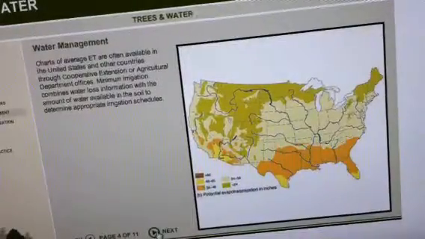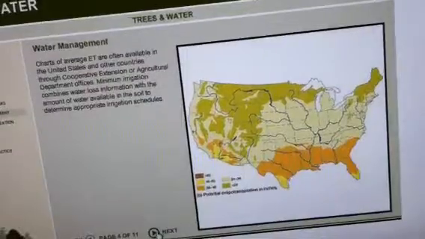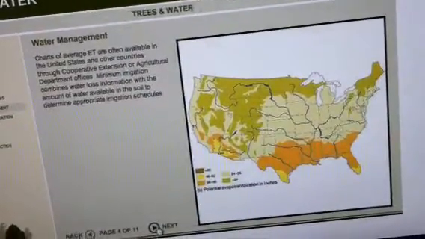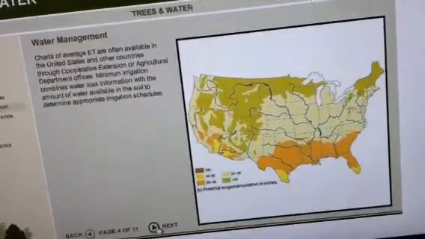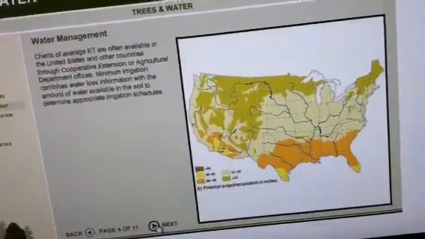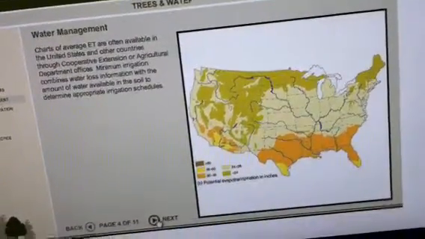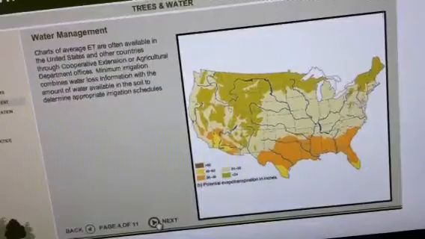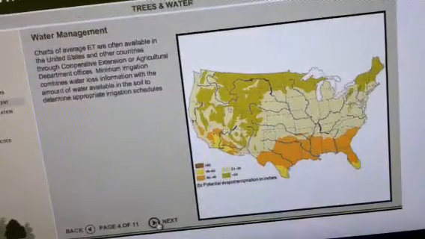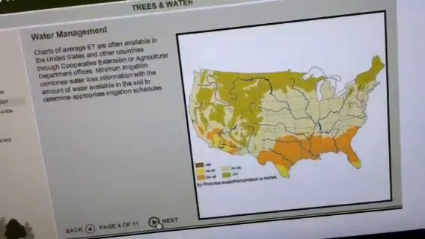Charts of average ET are often available in the United States and other countries through cooperative extension or agricultural department offices. Minimum irrigation combines water loss information with the amount of water available in the soil to determine appropriate irrigation schedules.